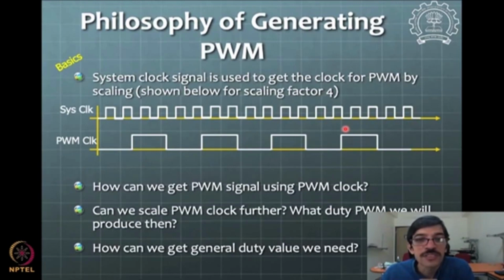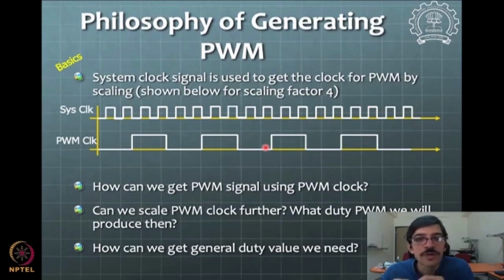Now the question is, once you have some kind of clock signal for PWM, how do you get a duty cycle for that? Can you think about it? I will pause here for a minute; you can pause here and think about it, and then proceed.